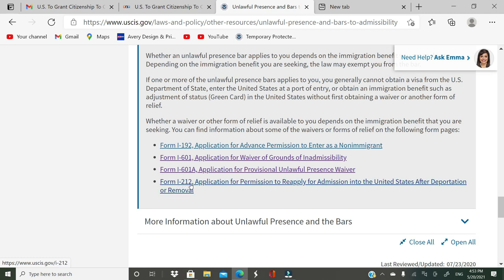Another one is I-212, application for permission to reapply for admission into the United States after deportation or removal. The I-601 can be combined with this one, basically when you're asking for permission to reapply, because remember, if you've been removed, you ask first of all for a ground of inadmissibility waiver and for permission to reapply. So that's in case you have been deported and you're outside. So these two go together. Okay, so that's it for today.